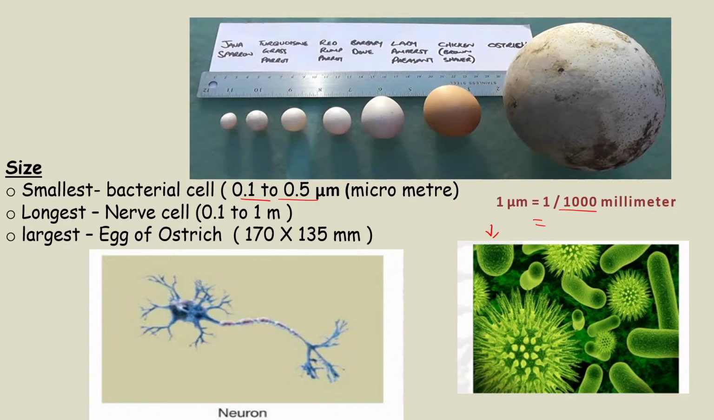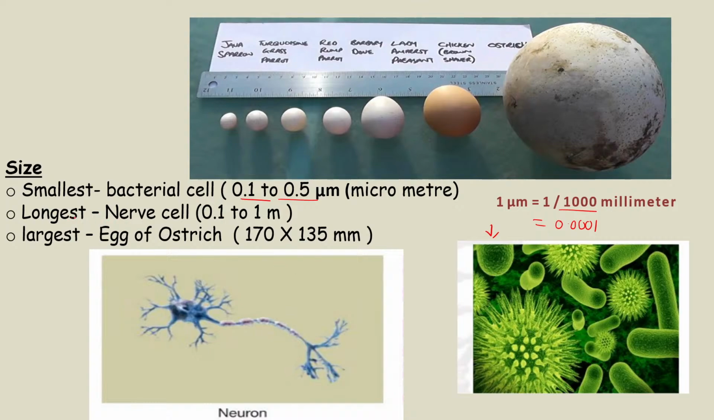How many zeros will there be? Yes, it will be 0.000001, isn't it? One, two, three, four places. Okay, so it will be 0.001. Such a tiny one. Okay, so that is the small bacterial cell.